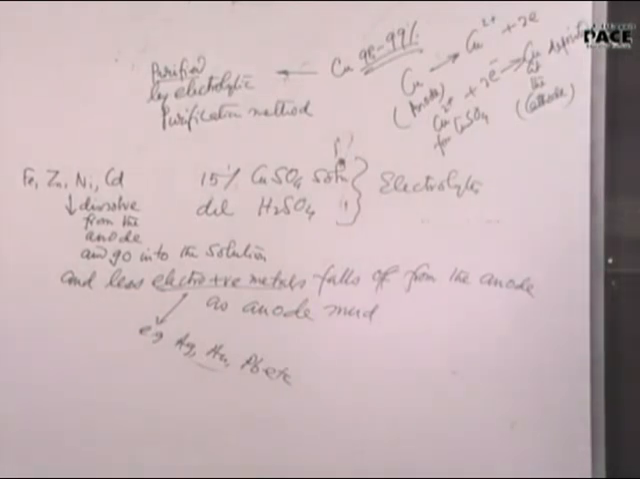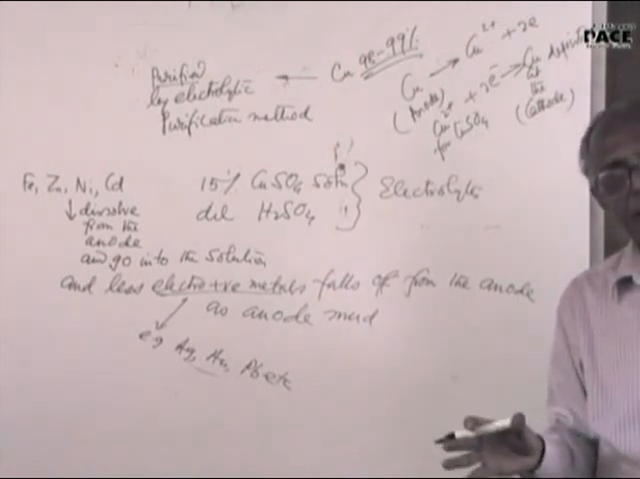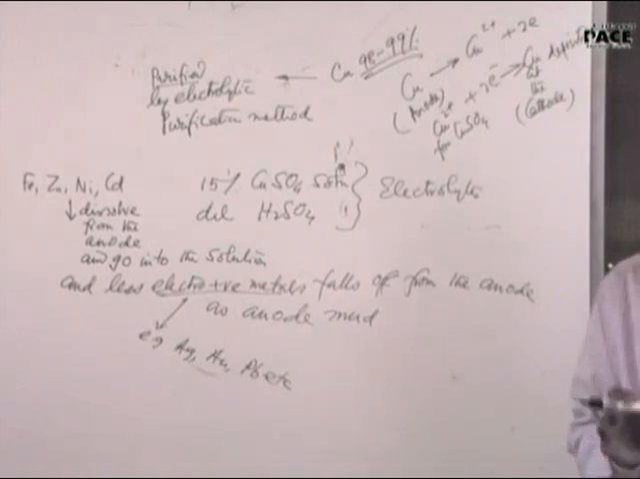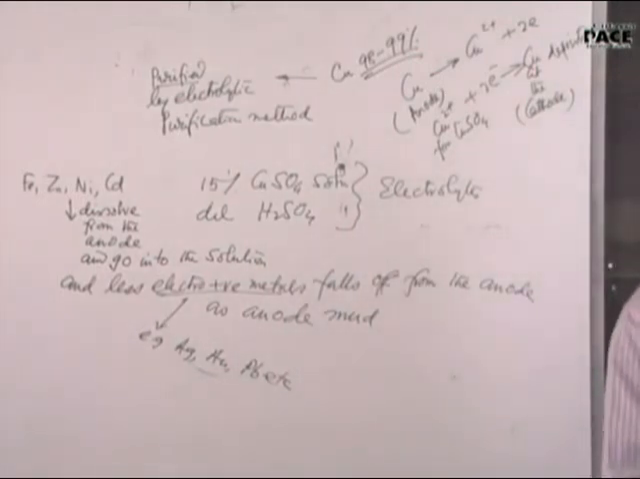So impure copper gets oxidized to copper 2 plus and releases 2 electrons, and the copper 2 plus from copper sulfate accepts the 2 electrons and gets reduced to pure copper, which is deposited at the cathode. That is what is being done to prepare copper in a pure state. Okay? Now write down some of the alloys of copper.